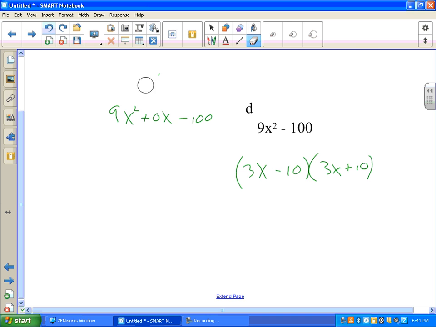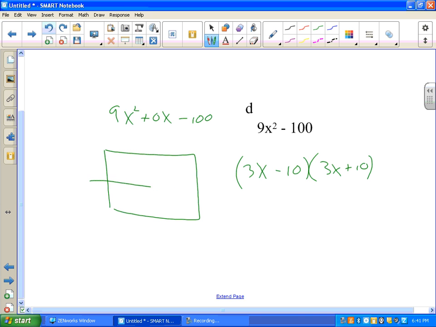So let's try to use the area model again. But this time, let's say that's 9x squared. Remember, this portion here is truly a square from our earlier example. The height is the same as the base, so a number times itself has to equal 9x squared. Well, 3 times 3 is 9, and x times x is x squared.